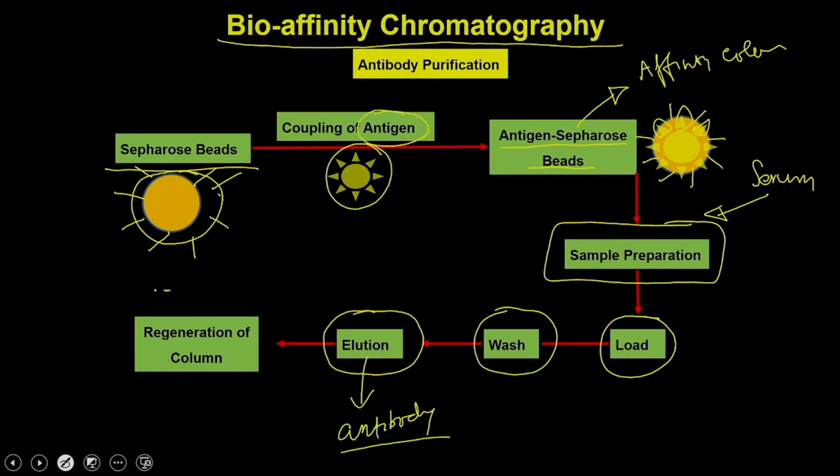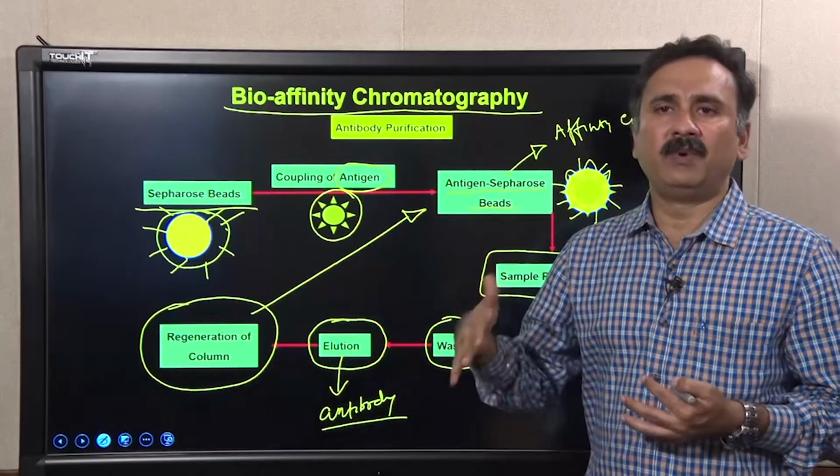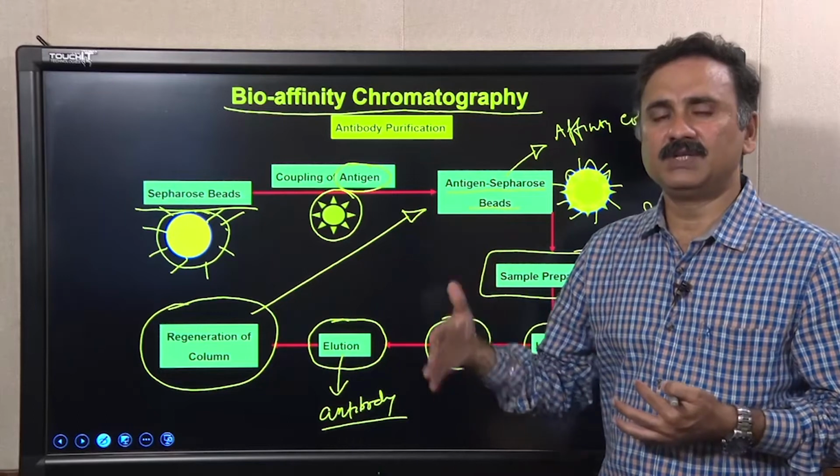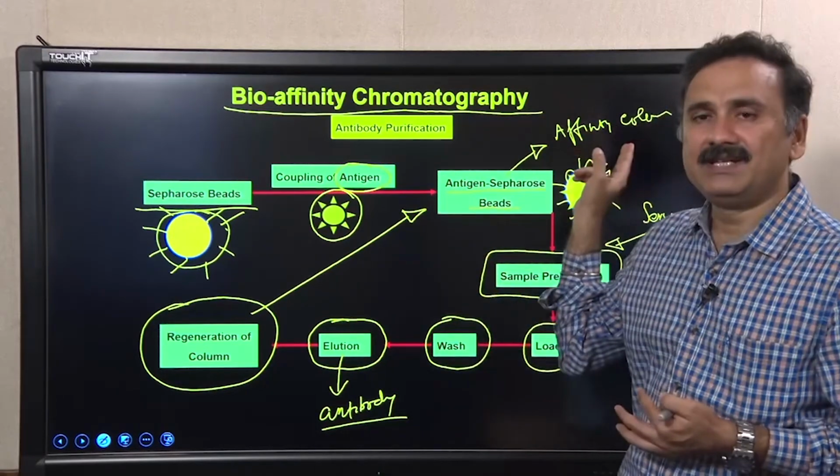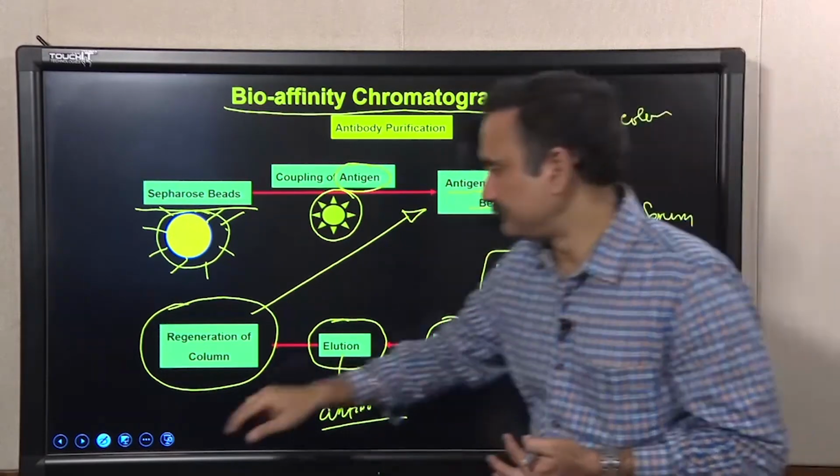Then you have to regenerate this antigen-bound column so that you can perform the chromatography for the second round. So, let us discuss all these steps in detail to understand how to perform antibody purification utilizing the affinity column prepared by you.